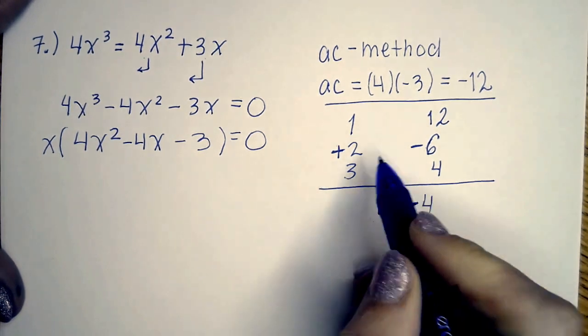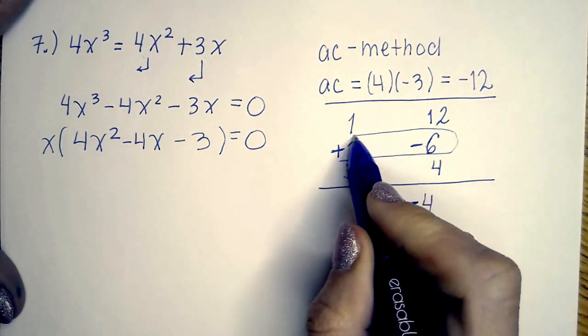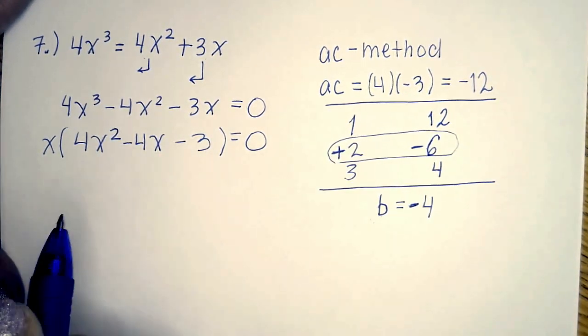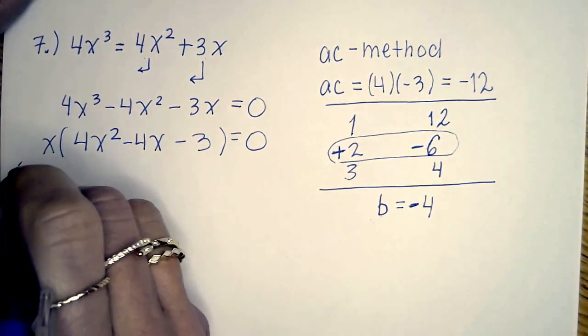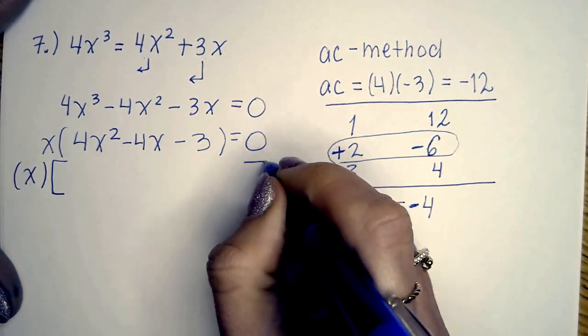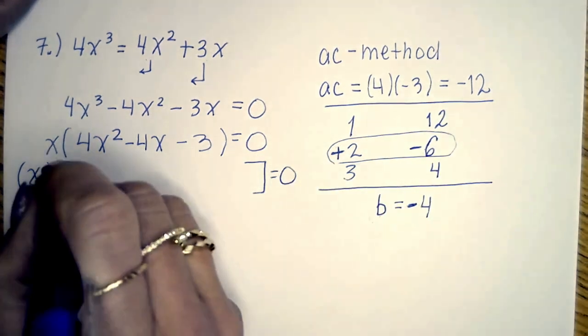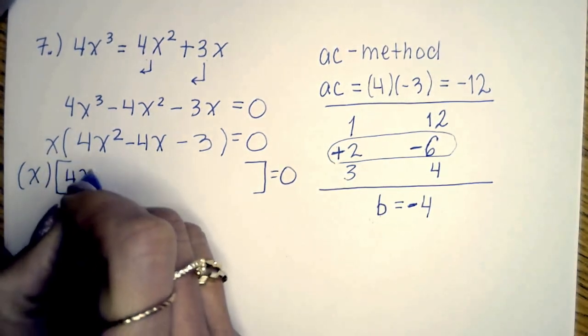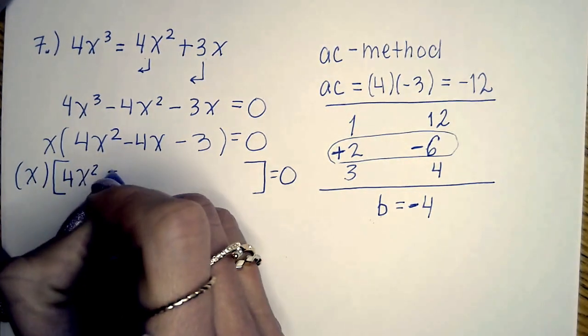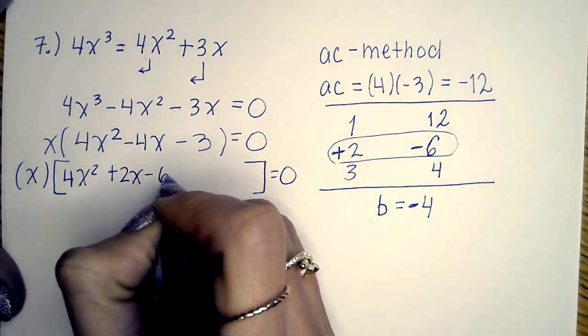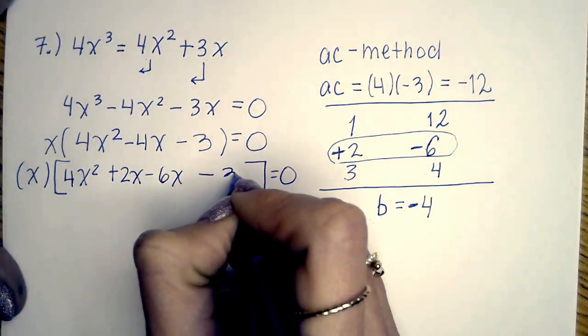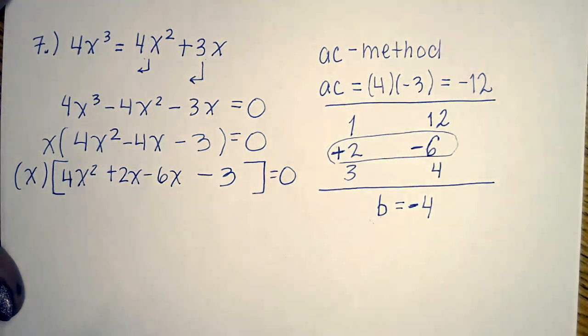So now that I know which 2 numbers I'm going to use, how do I set up my next step? I want to take care of this, so I'm putting this out front. You get 4x squared, plus 2x, minus 6x, minus 3. Good. So there's my quad that I put together.